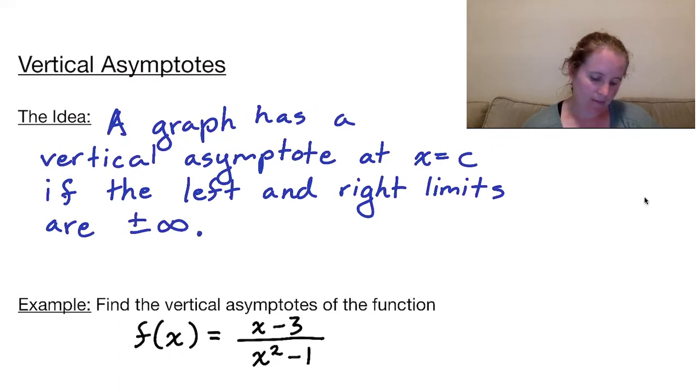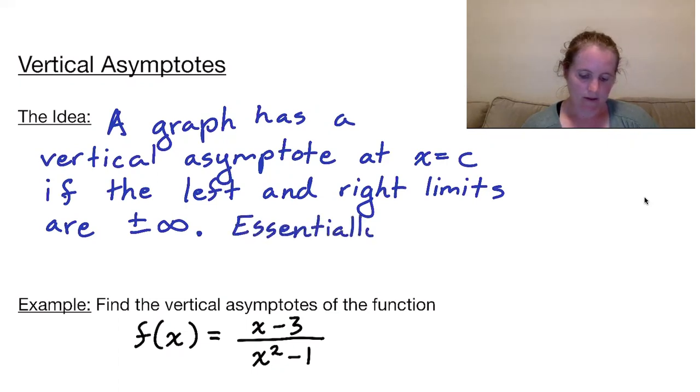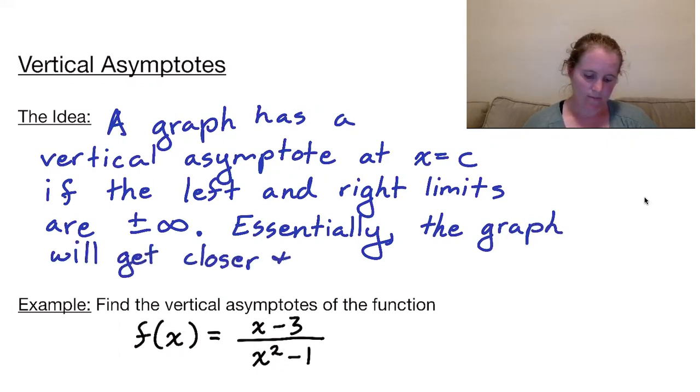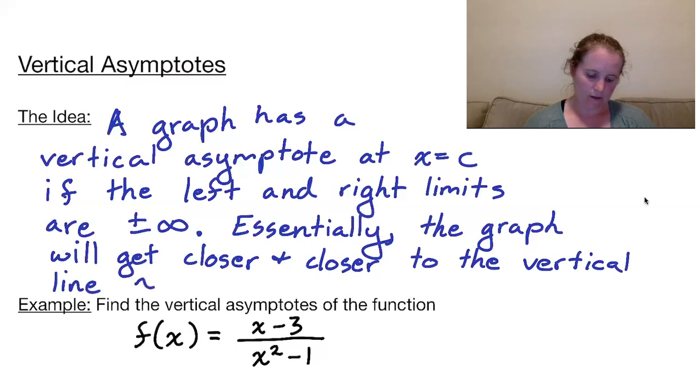Essentially what is happening is the function will get closer and closer and closer to the line x equals c, the vertical line x equals c, but will never cross. So essentially the graph will get closer and closer to the vertical line x equals c, but never cross.